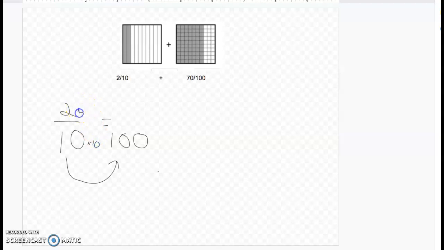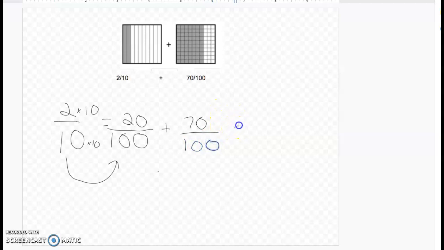What I do to the denominator, I do to the numerator to keep it equivalent on the top and bottom. So 2 times 10 is 20. So I have now converted or changed 2/10 to 20 hundredths, 2 dimes to 20 pennies. And now I am able to add it to 70 hundredths or 70 pennies. So we're going to go ahead and write that number down here, and now we can go ahead and do what to the numerators?